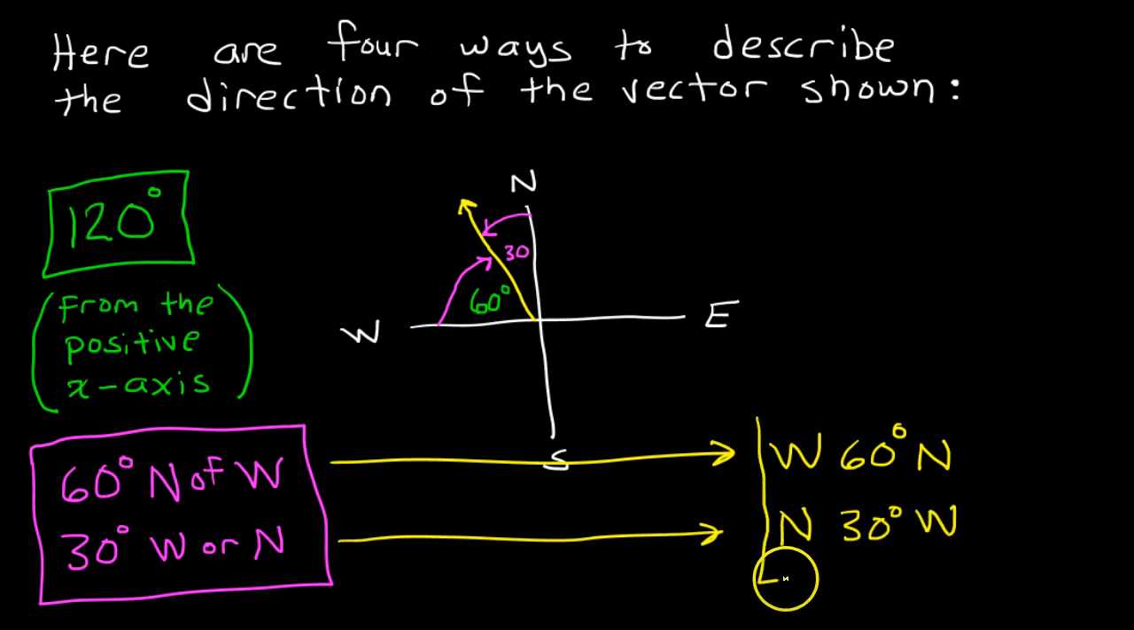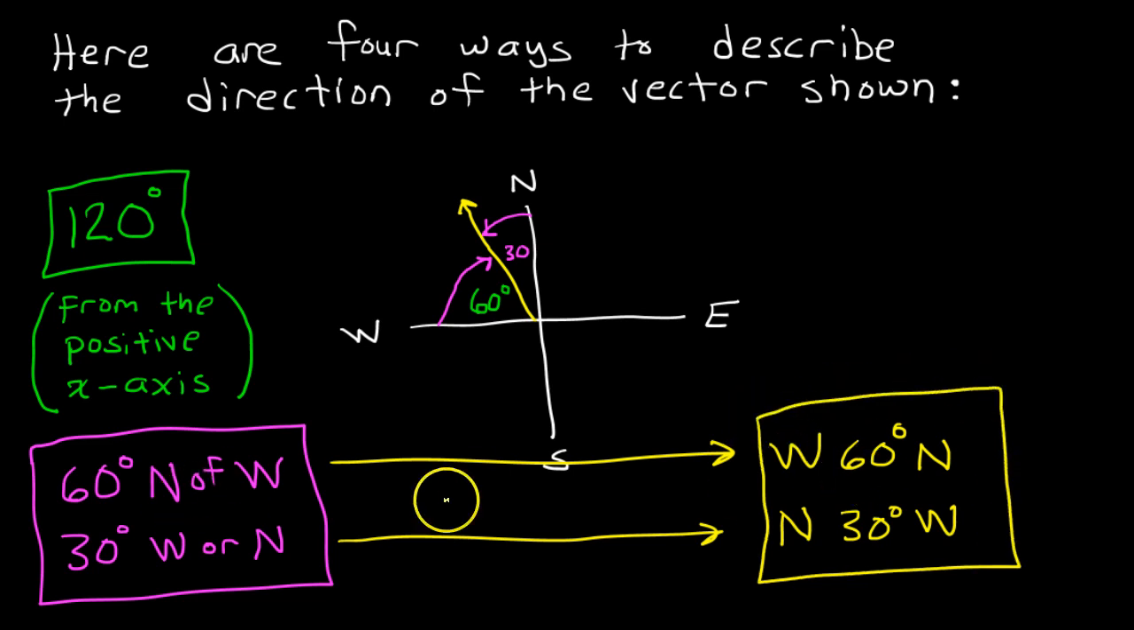So this is the third method for describing direction. You can see how similar these two are, and it can be a little bit confusing because 60 degrees north of west is the same thing as west 60 degrees north. All right, the letters become reversed, so it can be confusing. But just one more time, in this method, the idea is the first letter is telling you where to look, and then how far to turn.